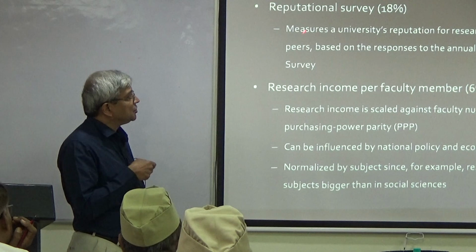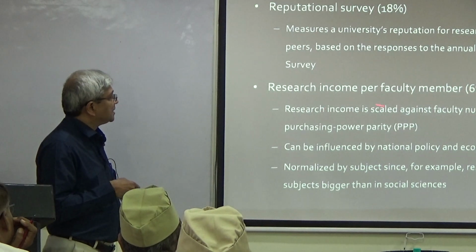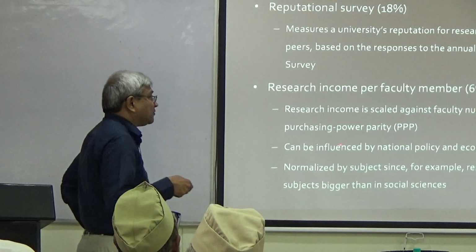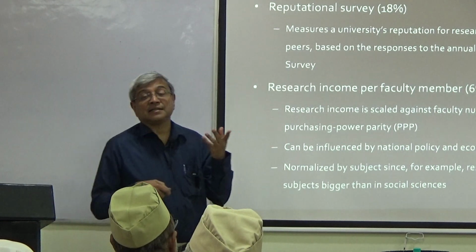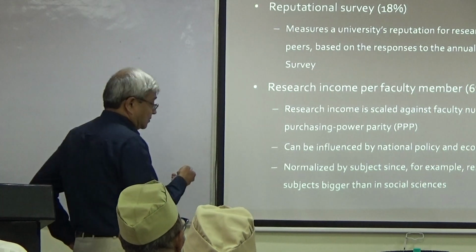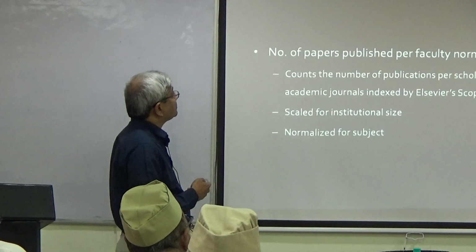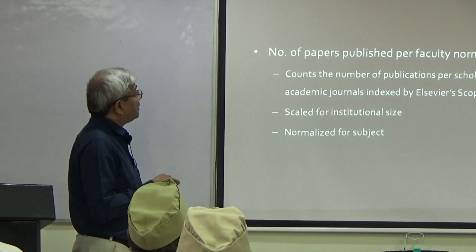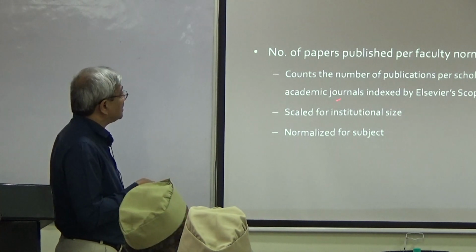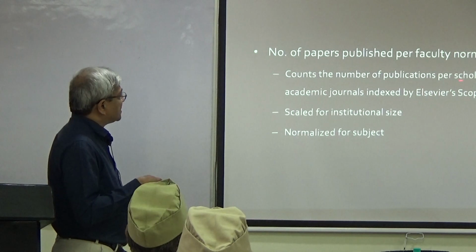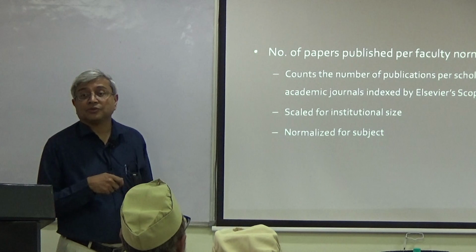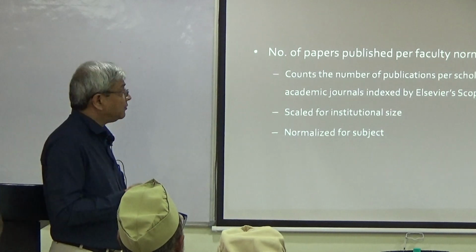Research income again uses the PPP model, and it's normalized for subjects, since in biology, etc., the research grants can be much bigger compared to arts and humanities. And the number of papers published per faculty member, which is normalized for the area, is 6%. So this looks at the Scopus database, scaled for institutional size, and it's also normalized for the subject. So they do the normalization for every area.